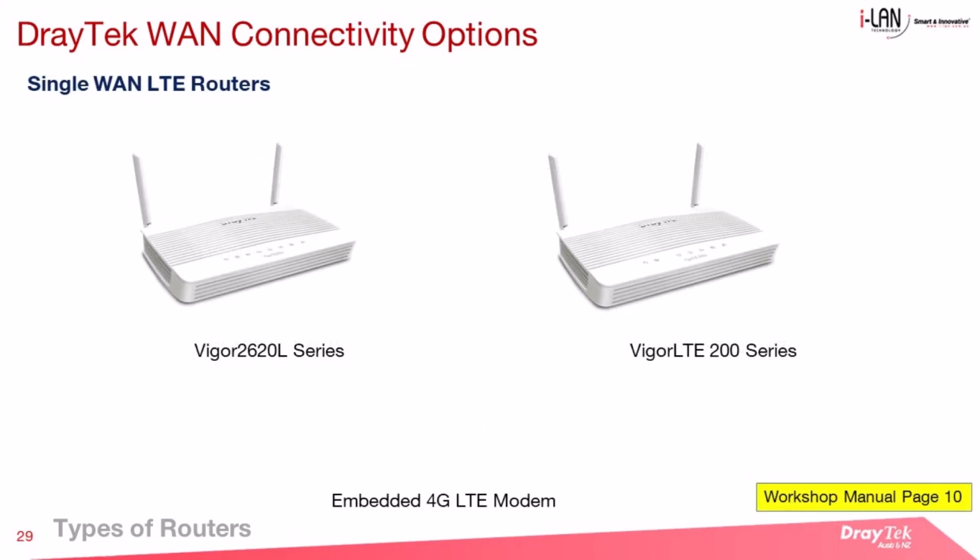Next, we have our LTE routers. So these two here, the 2620L and LTE 200 series, they're still available, but we're no longer bringing them in because the latest LTE modules that DrayTek are putting into it exclude some LTE bands, including the 700 megahertz band that Telstra uses. So because of that, we just thought we won't bring them in.